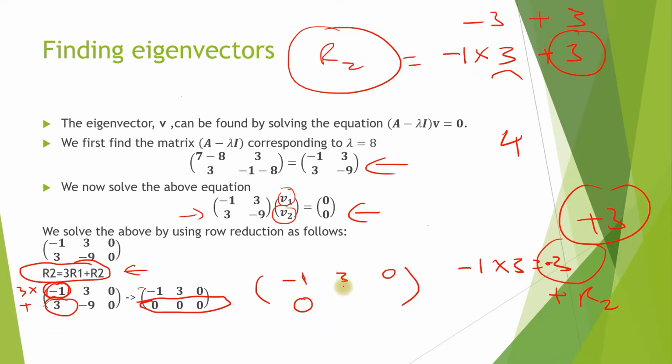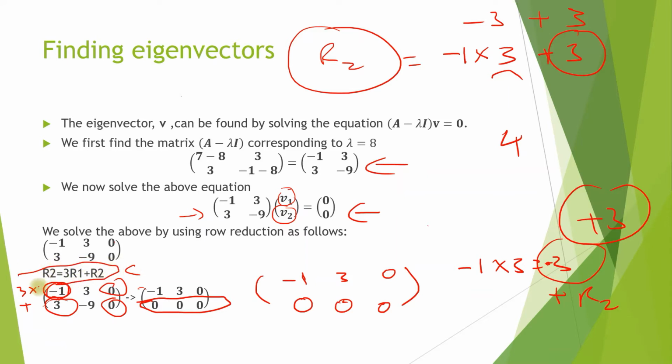I need to apply the same principle to all the elements that you got here. The principle said we need to take 3 times the first row plus the second row. 3 times 3, which is 9, plus what you got in there, which is -9. So 9 plus -9 becomes 0 again. Now, the next step is to take 3 times 0, which is 0, plus 0, which is again 0.